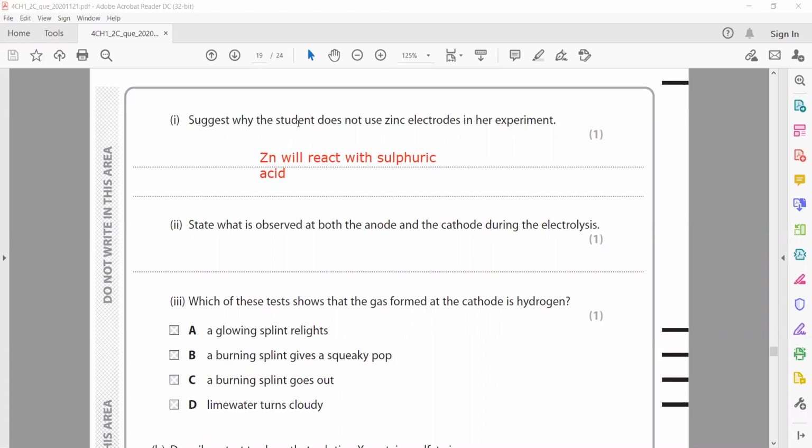She states what is observed at both anode and cathode during electrolysis. So whenever a gas is given off, what will we see? We will see bubbles. Both hydrogen and oxygen are colorless, so we will only see bubbles. Which of the tests shows that the gas formed at the cathode is hydrogen? For hydrogen, when we take a lighted splint, it will pop. So B is the right answer.